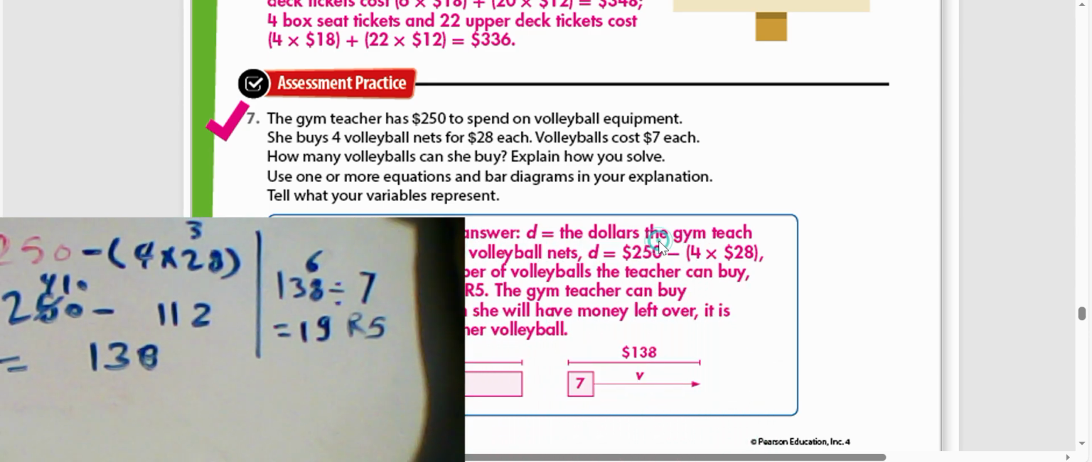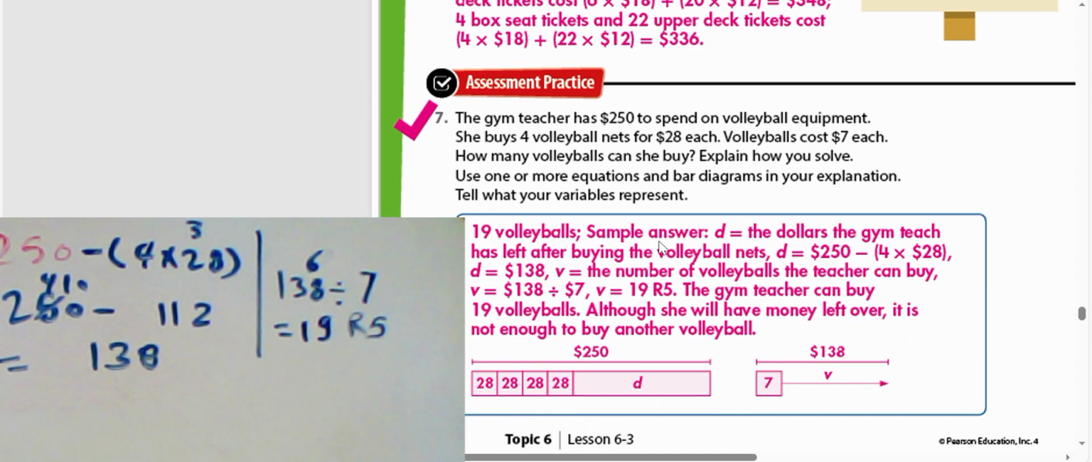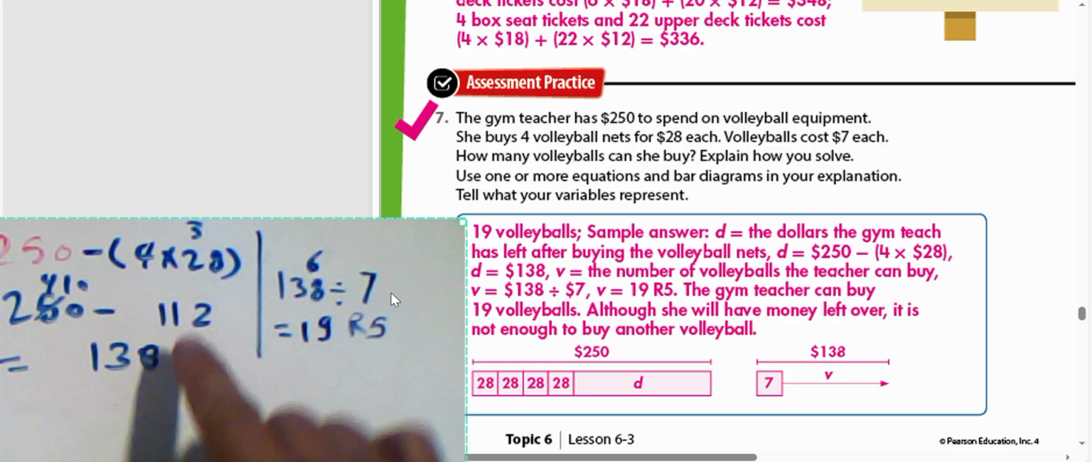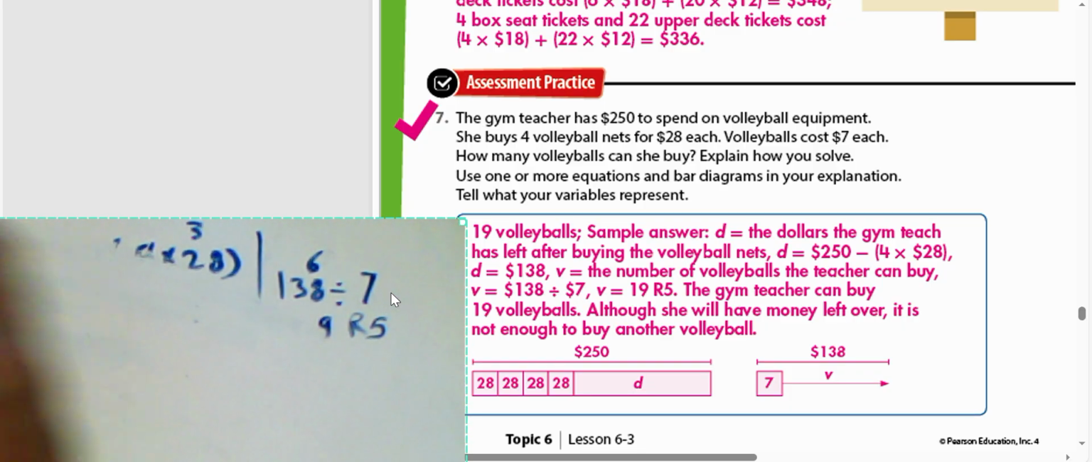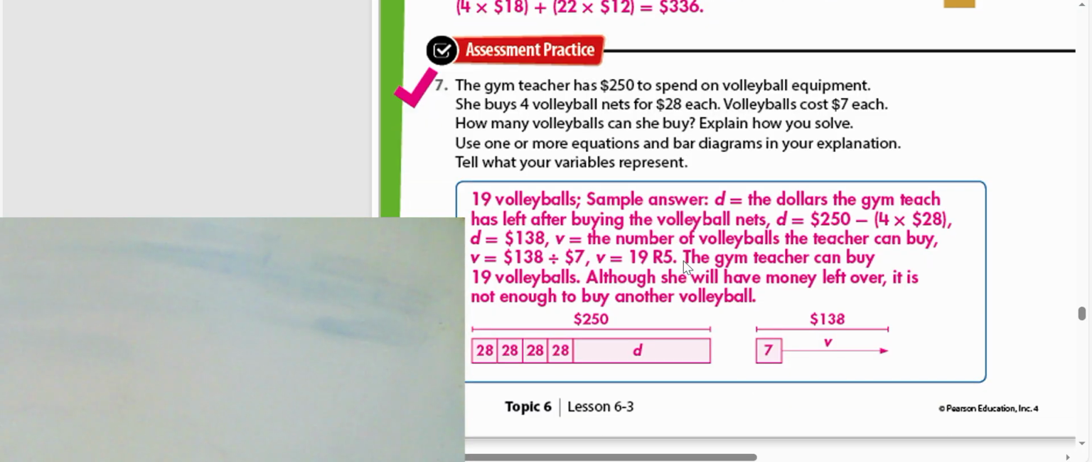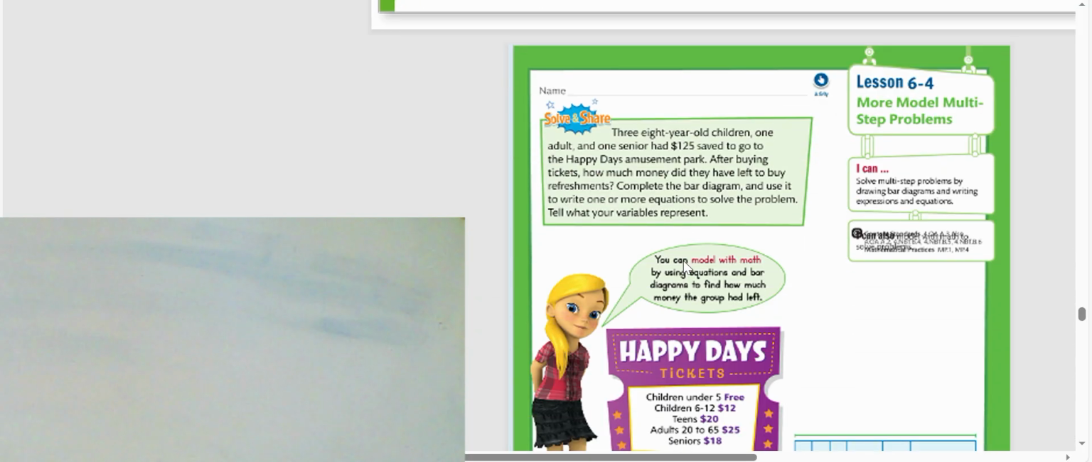Okay, again I will explain this question. Look at the steps with me. First step, I will find 4 times 28. The result is subtracted from 250 and the answer will be divided by 7. The result will be 19 and the remainder 5. You must know the steps to find the answer for this question. Okay. Lesson number 4, topic 6.